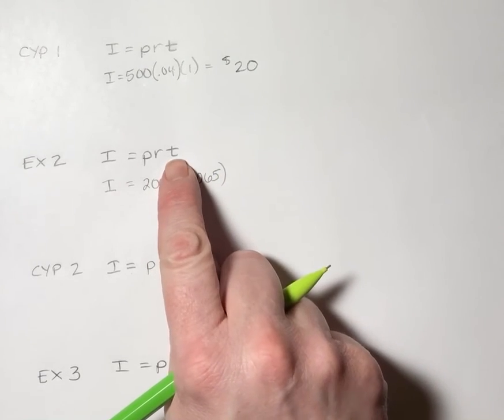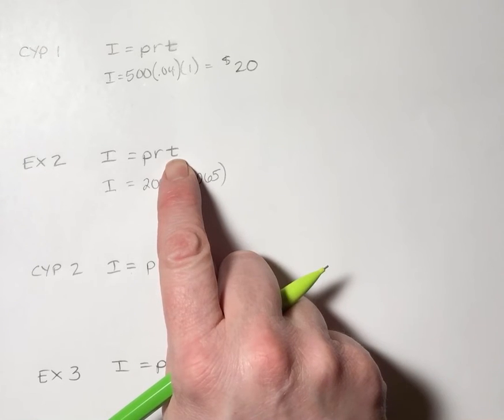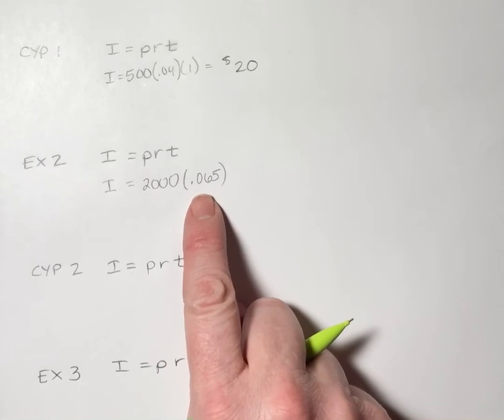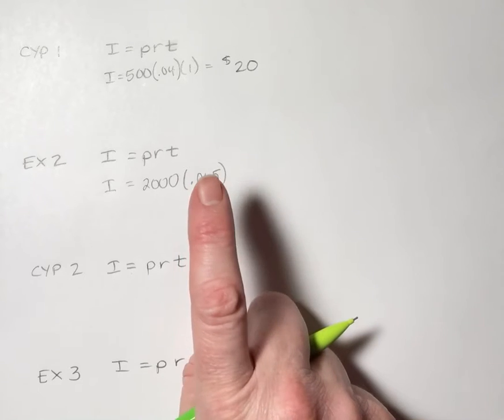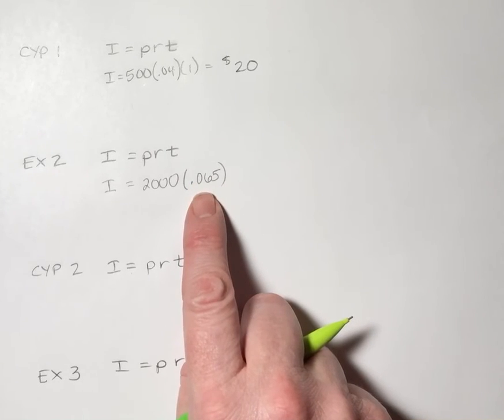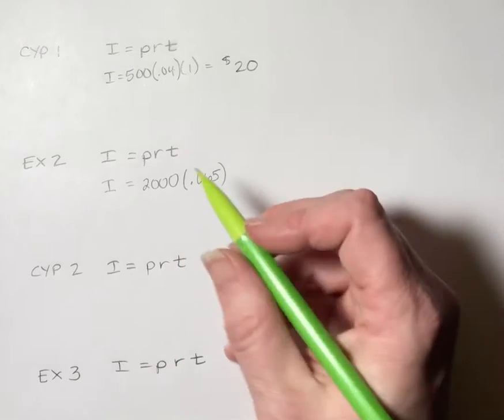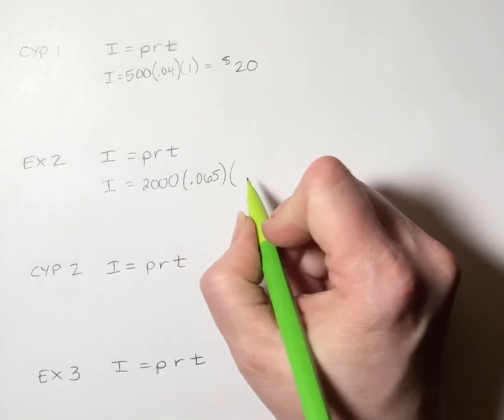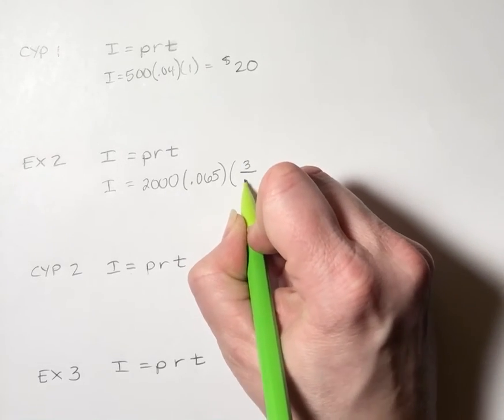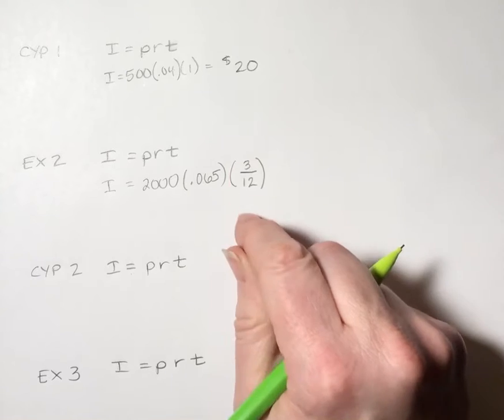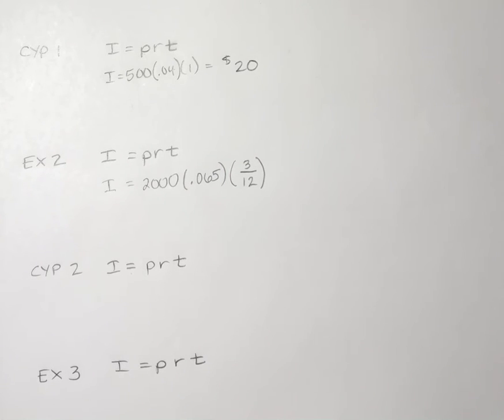The tricky part is on this one. They told me my time is 3 months, but my interest rate is 6.5%. If they don't tell you otherwise, this is always annual or per year. So my time has to be in years. So if this is 3 months, then my time is going to be 3 out of 12 because it's 3 months out of 12 months. That's how long a year is, 12 months.